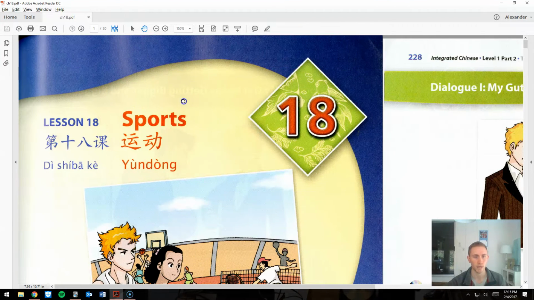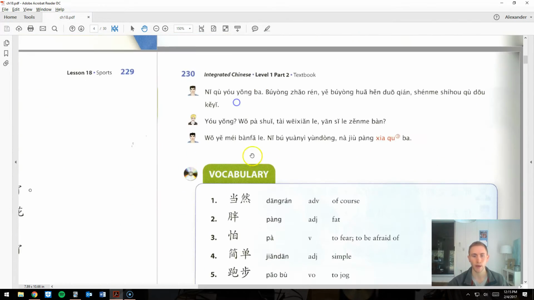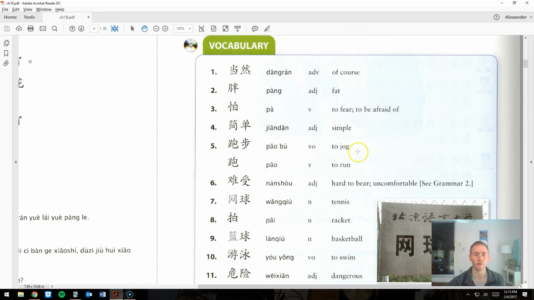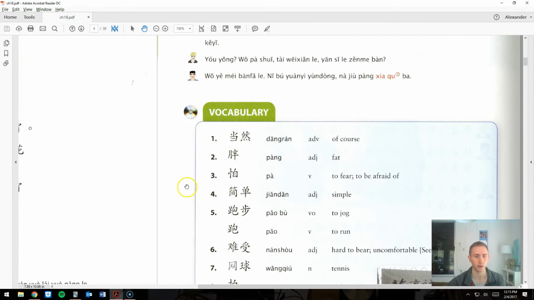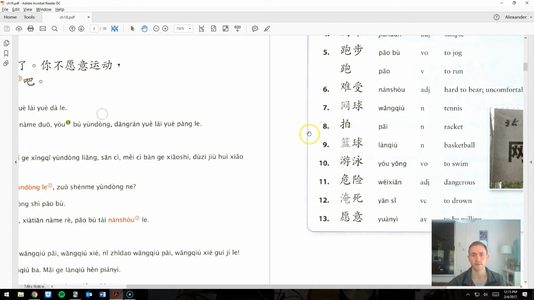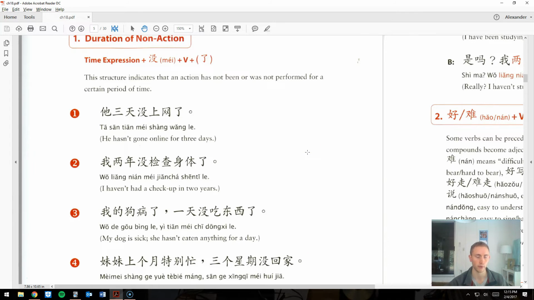This particular section is about sports. What I'll do is go through how I'm going to learn the vocabulary for this chapter right here. Typically they have some sort of story happening here, some vocabulary that goes along with that dialogue, and then a discussion of the relevant grammar.